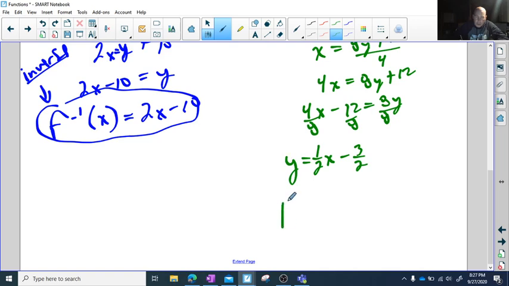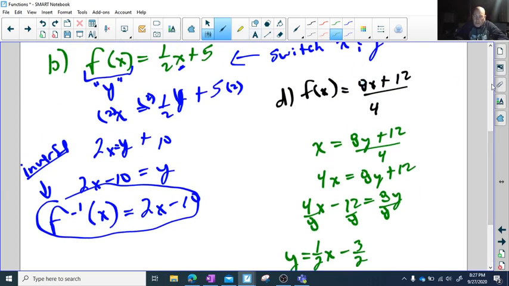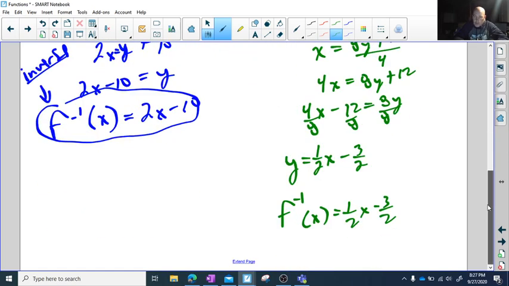Switch out to proper notation for inverse. So this is now the inverse function, 1/2 x minus 3 over 2. What this means is if I graphed this function and then I graphed this new function, this would be the mirror image of my original function on a graph through the line y equals x.